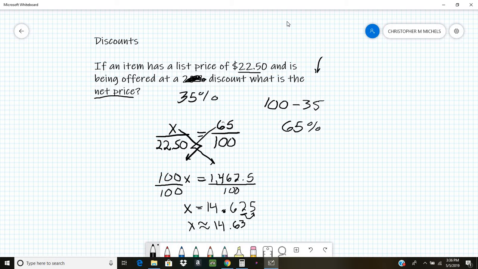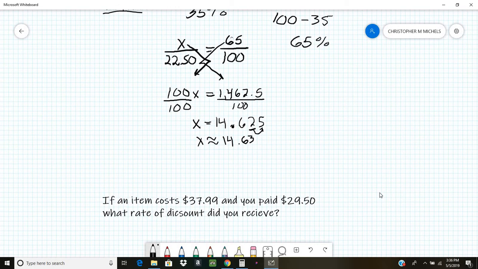Okay. Now the one way they can kind of manipulate this with percent increases and decreases, and we'll look at both of them, is something like this.